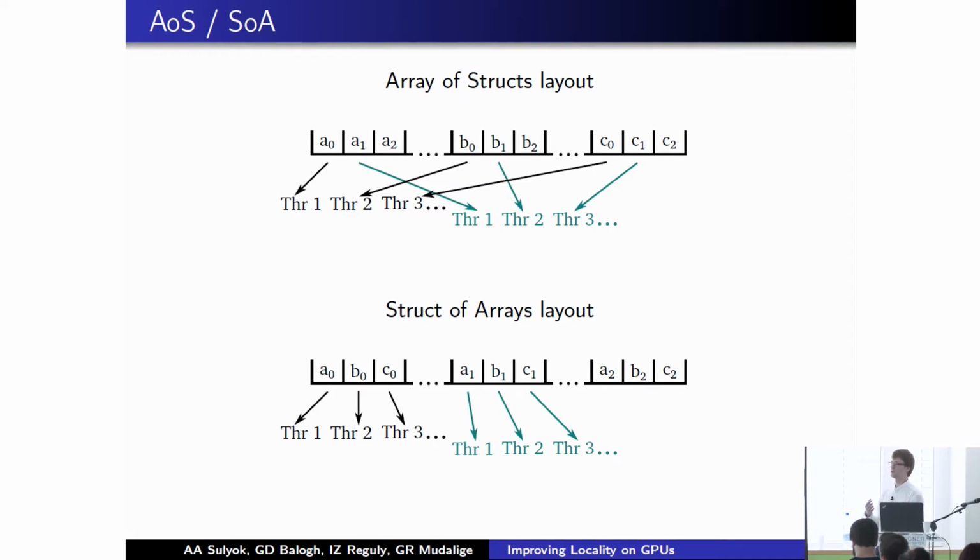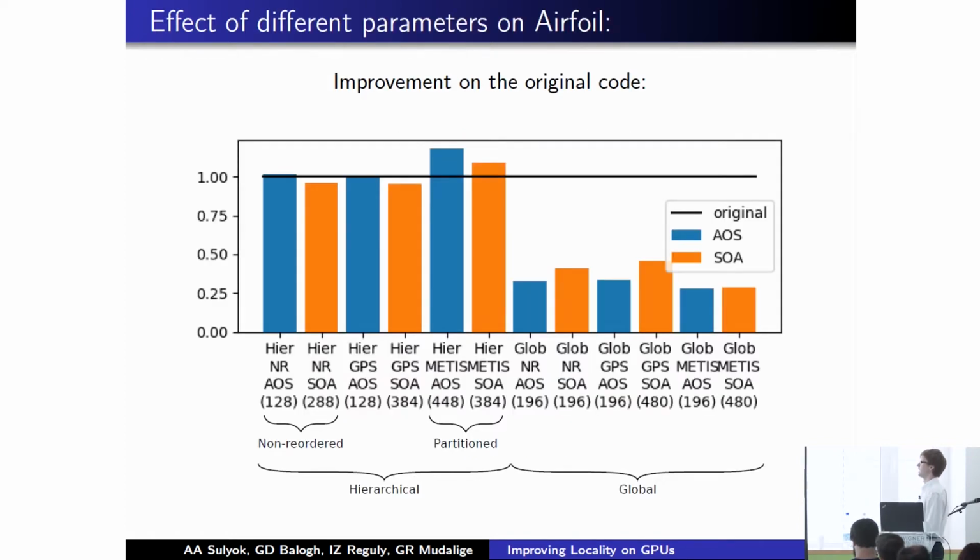What you want to do is to collect beforehand all of the indirect data points that you want to load, and then order them based on memory locations, and then you have nicely optimized, almost coalesced access. This can be seen in the airfoil example. The SOA layout only improved the global coloring on the right, but the best performance was achieved with the AOS layout with hierarchical coloring and the partitioning method.